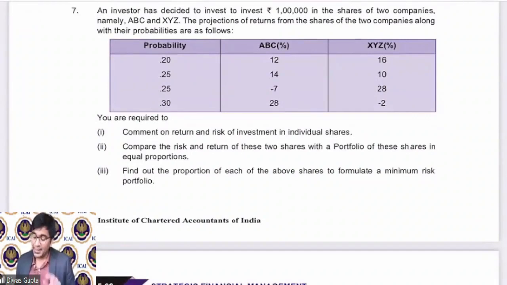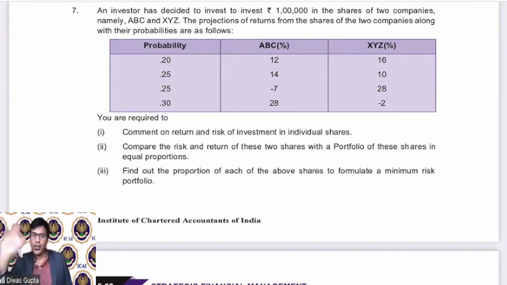Second part says compare the risk and return of these two shares with a portfolio of these shares in equal proportions. Now they are saying make a portfolio of ABC and XYZ in which you divide the portfolio 50-50%. So for that also you have to calculate the risk of the portfolio, which is again using the MPT, Markowitz portfolio theory, correct? Because here you can't apply the Sharpe's index model. Why? Because you don't have any residual variance. For calculating the portfolio variance using Sharpe's index model, we need to have residual variance, which is not there. So we have to apply the modern portfolio theory, MPT, correct?